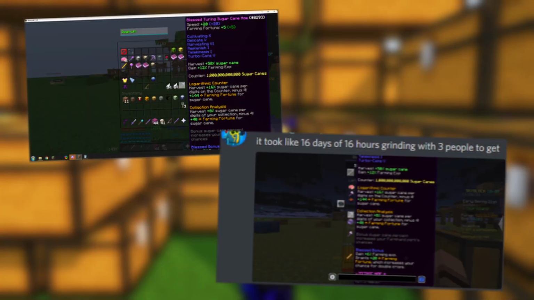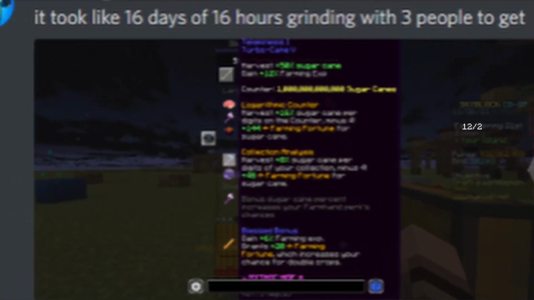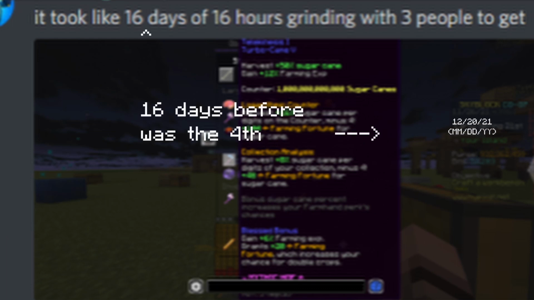I can say this confidently due to archive screenshots from a few of the top farmers. Looking at the dates on the messages, the earliest the dupe was around, that I can tell, was around the 4th of December 2021.